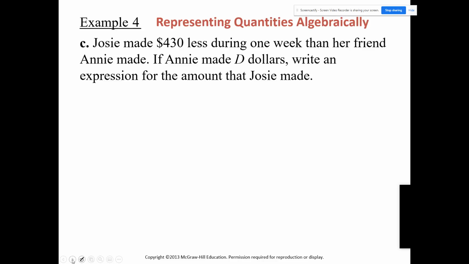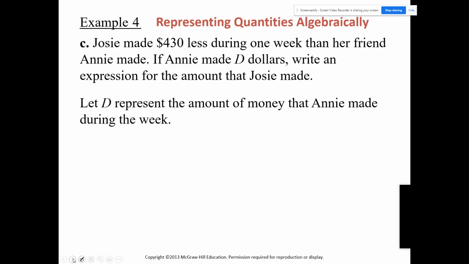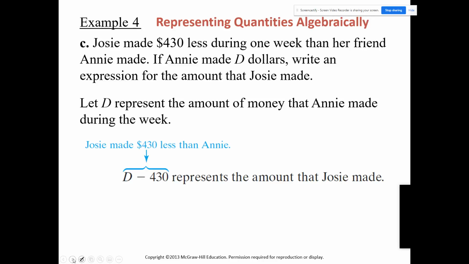And another example, Josie made $430 less during 1 week than her friend Annie. If Annie made D dollars, write an expression for the amount Josie made. Again, we don't know how much Annie made, but we do know that Josie made $430 less. So let D represent how much Annie made. So Josie would make D minus 430. And that would be your final answer, D minus 430.